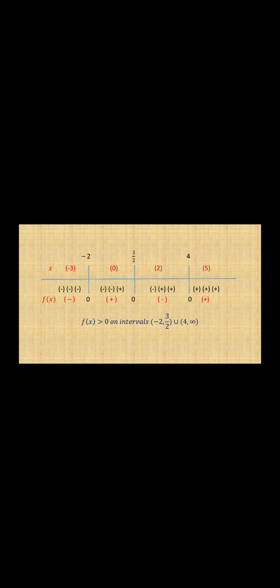So f of x greater than 0, positive on intervals. So here these two intervals for positive: from negative 2 to 3 over 2, union 4 to infinity. This is the first part. And f of x here, the question asked about positive, not negative. But we can talk about negative when we are asked about the other two intervals.